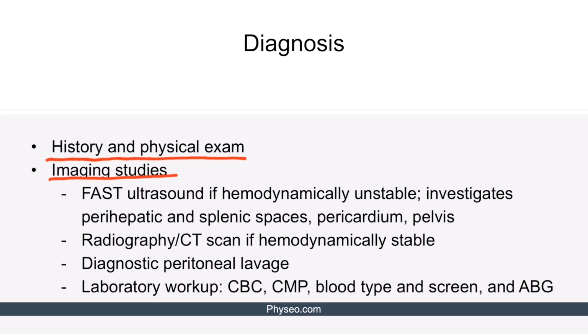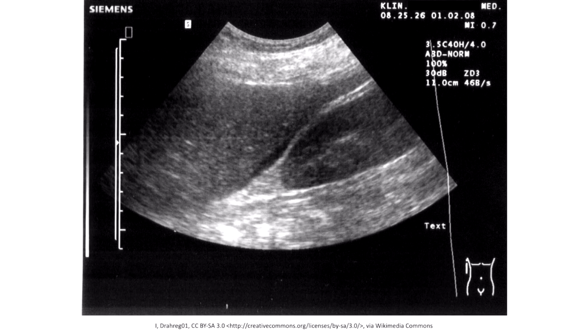Finally, laboratory workup, including a complete blood count, comprehensive metabolic panel, blood type and screen, and arterial blood gas should be done. This FAST image depicts free fluid collection in Morrison's pouch, between the liver and the right kidney, often due to trauma. Morrison's pouch is the most sensitive area for fluid accumulation in the abdomen.